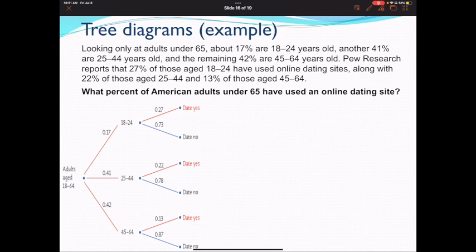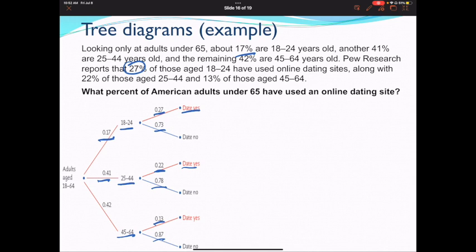So we could set this up, right? So 17% of the population is between 18 and 24. 41% is 25 to 44, and 42% is 45 to 64. Then we look at each of the breakdowns on dating. So 27% of those have used an online dating site. That means 73% haven't, right? Because it has to add up to 100. 22% of those between 25 and 44 have, and that would mean 78% have not. And 13% of those aged 45 and over have, and 87% have not. So we multiply these probabilities together to get the probability.